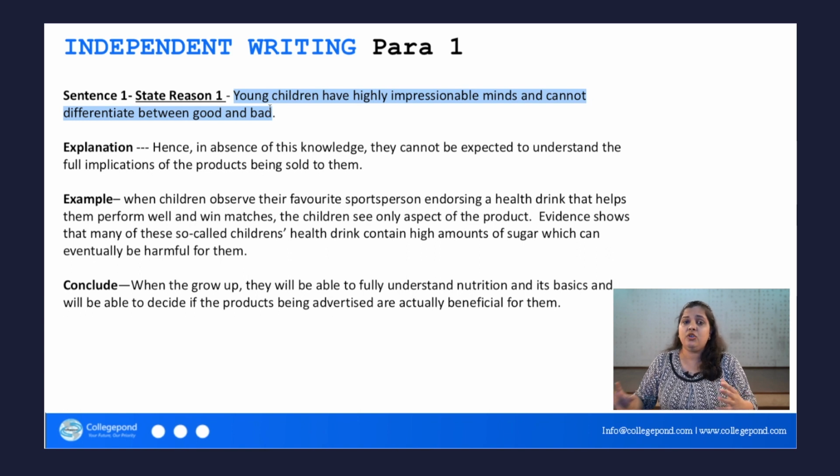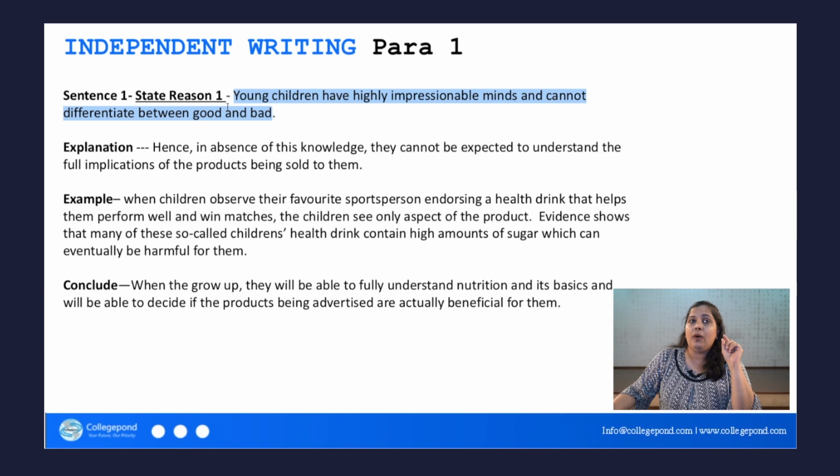Yes. The reason could be something very simple. It doesn't have to be very complicated. It just has to justify saying that no, you shouldn't be showing these ads to kids. So when you write your reason one, that sets the tone for the whole paragraph.